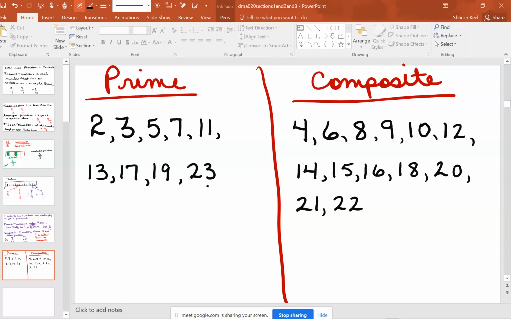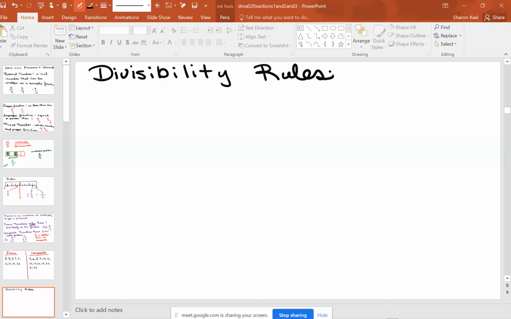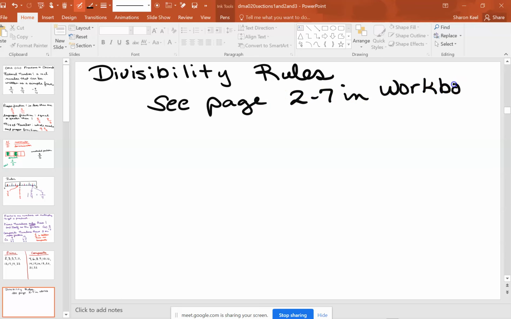So what will help us as we're trying to factor numbers is there are some divisibility rules that we can look at. Divisibility rules. I'm not going to list all the details of this. I'm going to make note to see page 2-7 in your workbook. So if you have your workbook, look at page 2-7. I'm not going to recopy all of this on the slide, but we're going to make note of each of these.